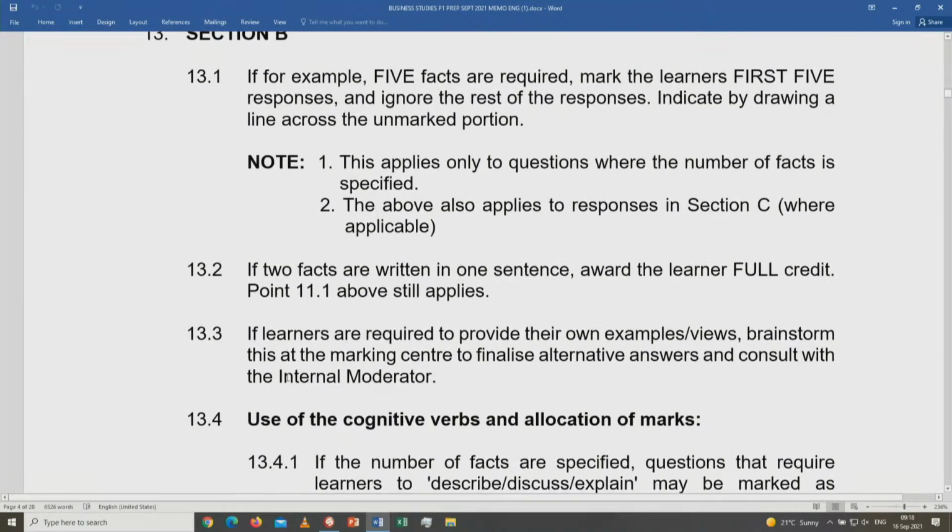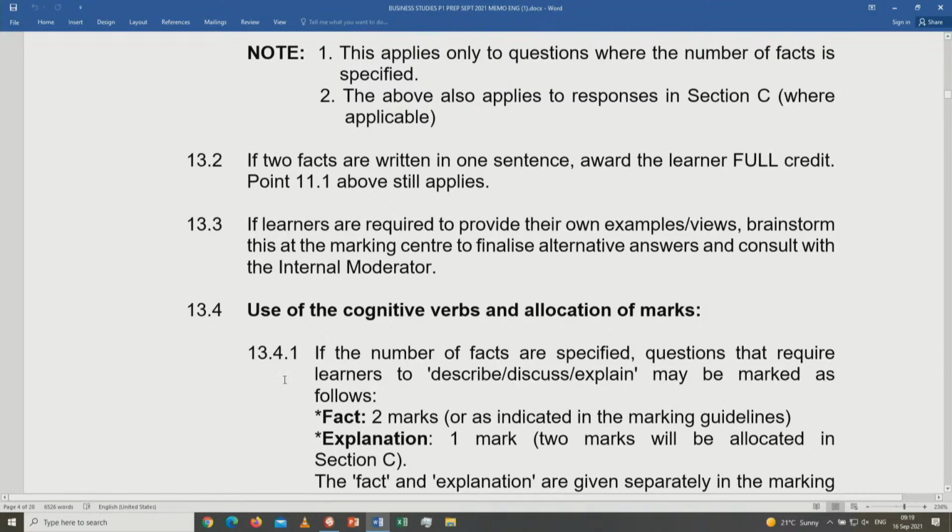And then section B, this note has also been there. If, for example, 5 facts are required, mark the learner's first 5 responses and ignore the rest of the responses. Indicate by drawing a line across the unmarked portion. This applies only to questions where the number of facts is specified. The above also applies to responses in section C where applicable. And then if 2 facts are written in 1 sentence, award full marks.